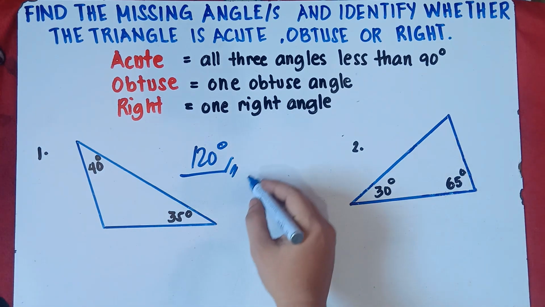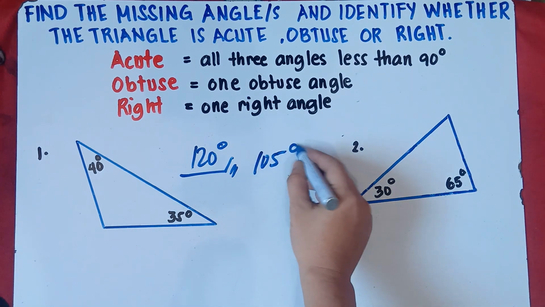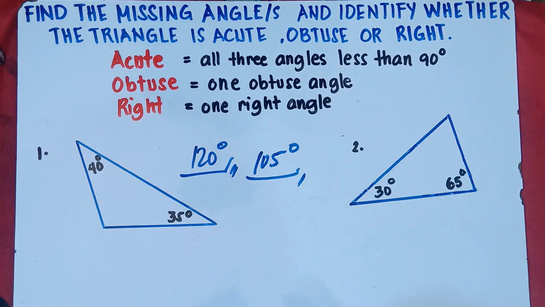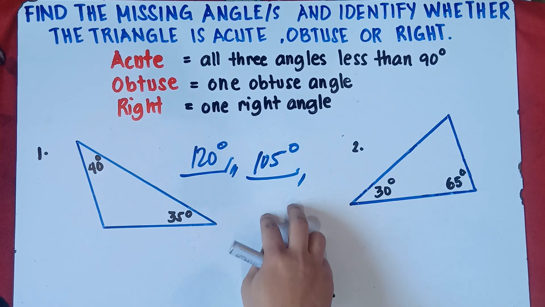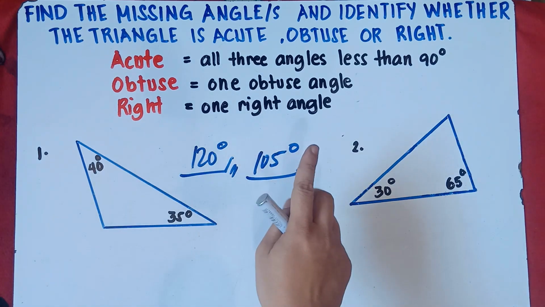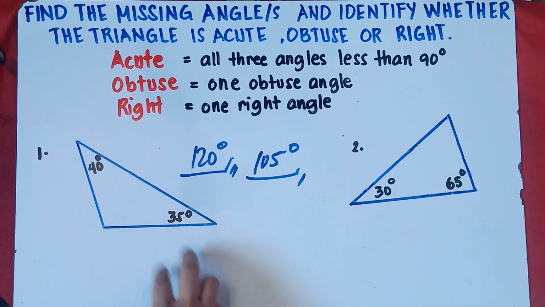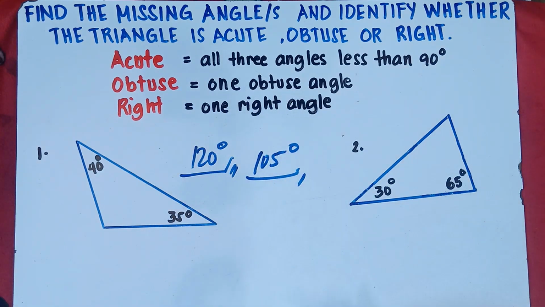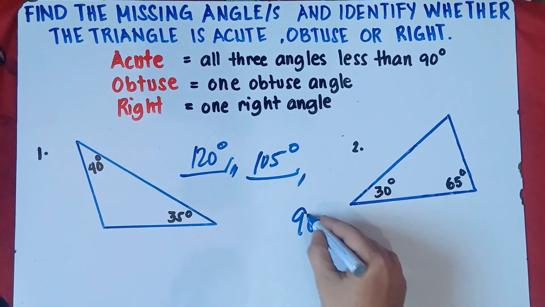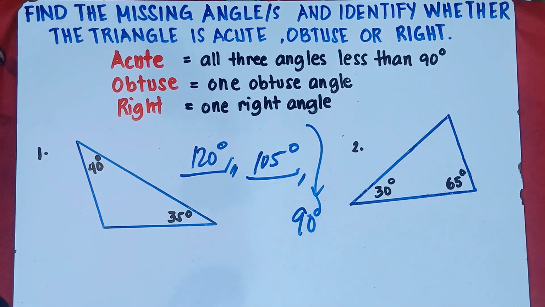Another example, if you have 105, is it an obtuse angle? Yep, it's more than 90 but less than 180. Therefore, this is an obtuse angle. Automatic, if you have one obtuse angle, that triangle is an obtuse triangle. Now, a right triangle has one right angle. So, what do you mean by right angle? A right angle, class, is an angle that measures exactly 90 degrees. So, if you have a 90 degrees angle, automatic, class, that triangle is a right triangle.